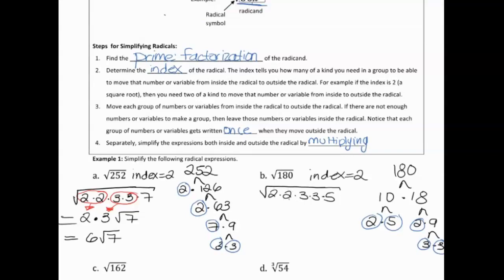So we have a group of 2 and a group of 3s, and we're going to write it outside the radical once. So 2 times 3, and the 5 stays inside. Then we have to simplify by multiplying. 2 times 3 is 6. So 6 square root of 5.